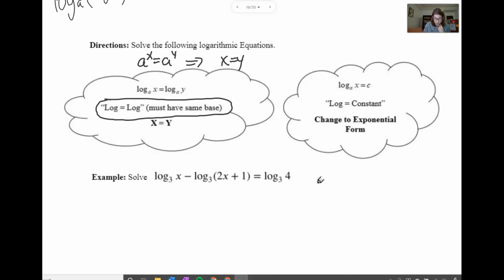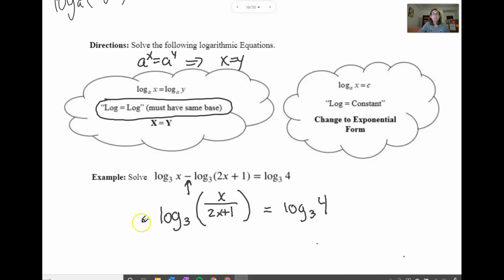So think back to our log properties. When logs of the same base are separated by a subtraction sign, we can put them together using division on the inside of the logs. So we can rewrite the left-hand side as log base 3 of x over 2x plus 1, and that's going to equal log base 3 of 4.